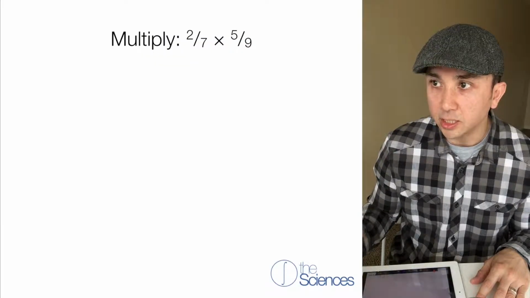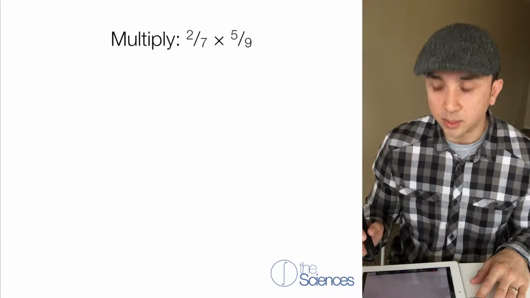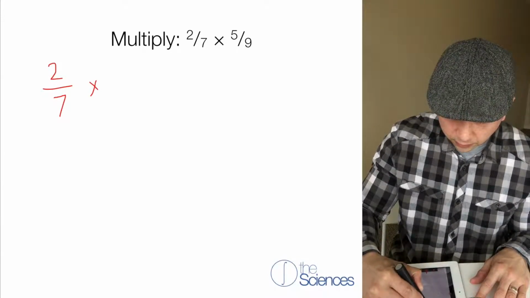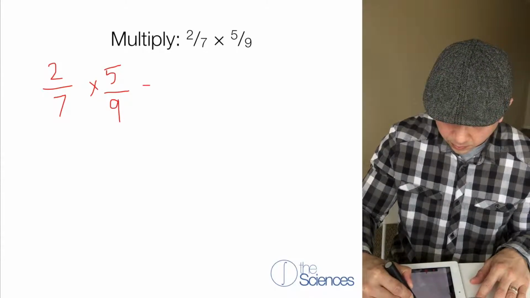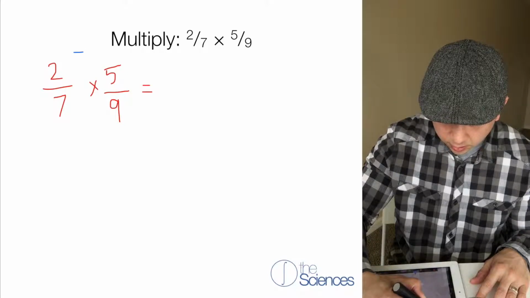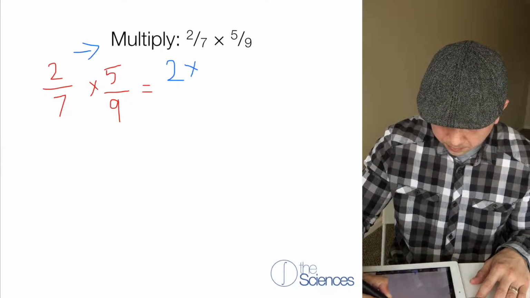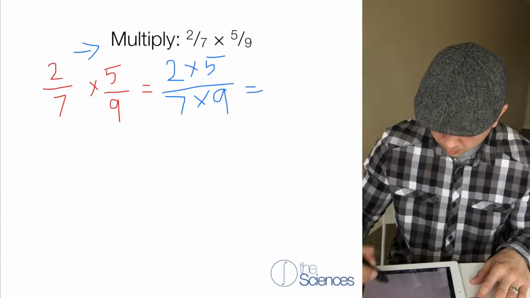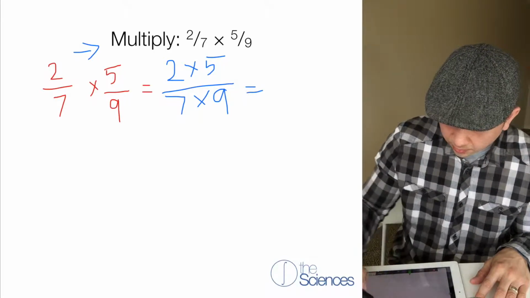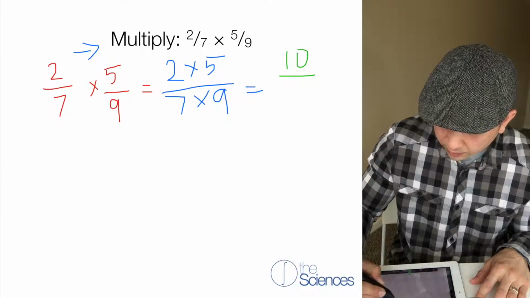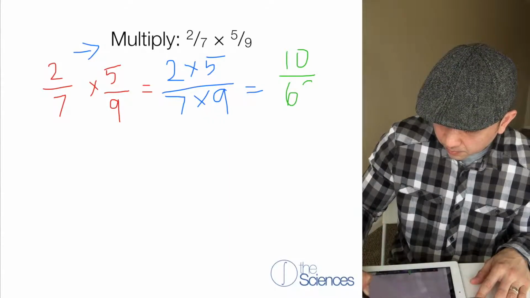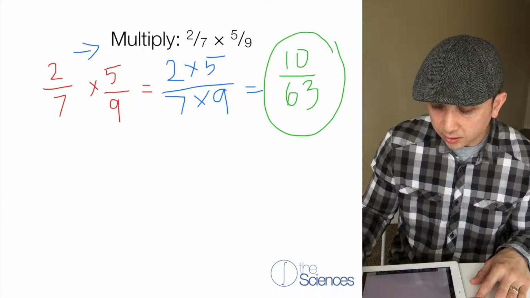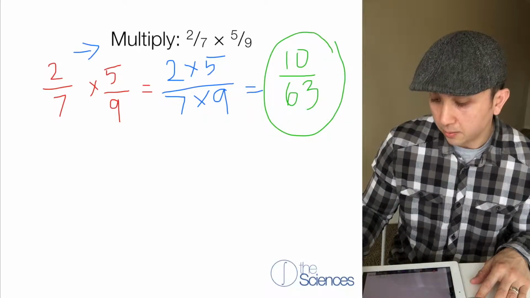Let's go over an example. Let's multiply 2/7 times 5/9. So we have 2/7 times 5/9. All we're going to do is multiply across. So 2 times 5, and then 7 times 9. Well, 2 times 5 is 10, and 7 times 9 is 63. So that's our answer. Multiplying 2/7 and 5/9 gives us 10/63.